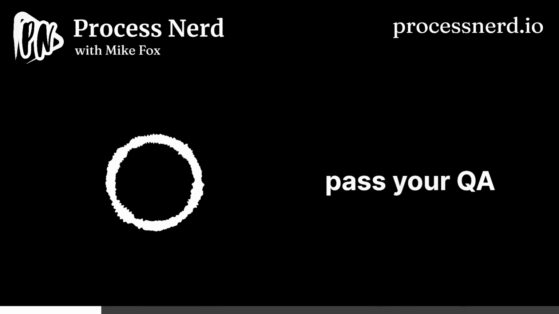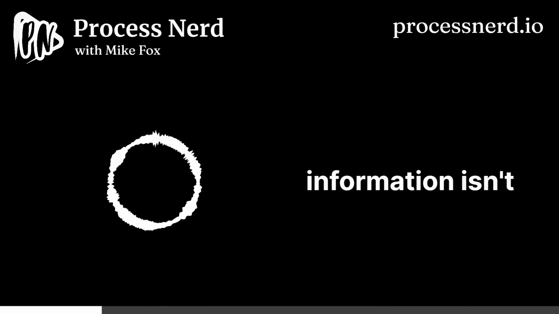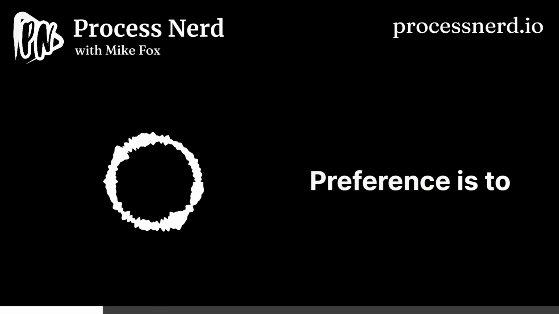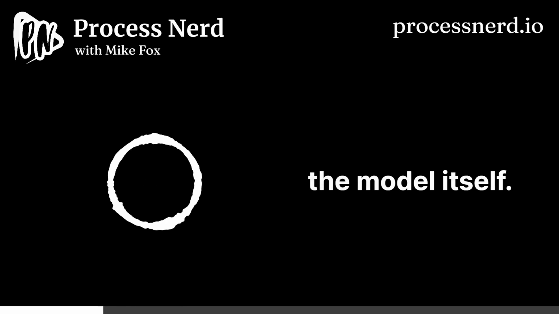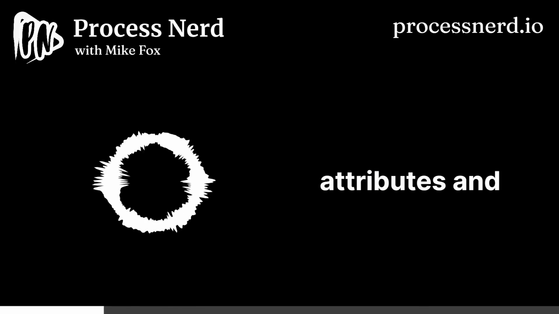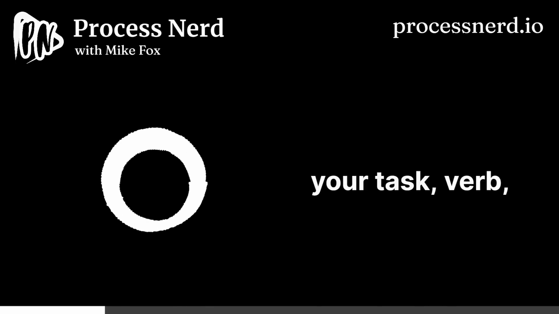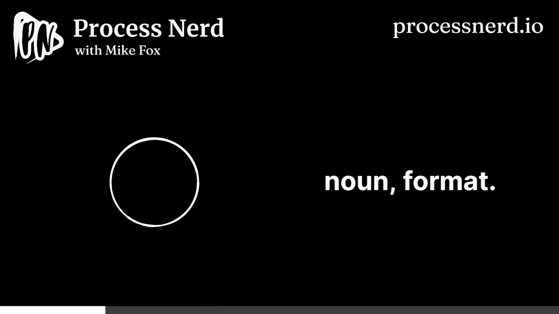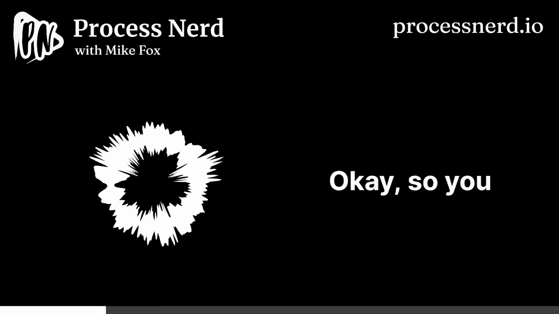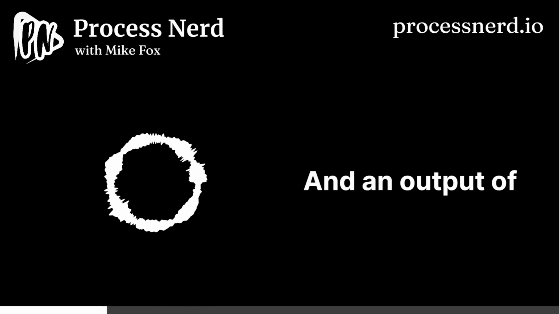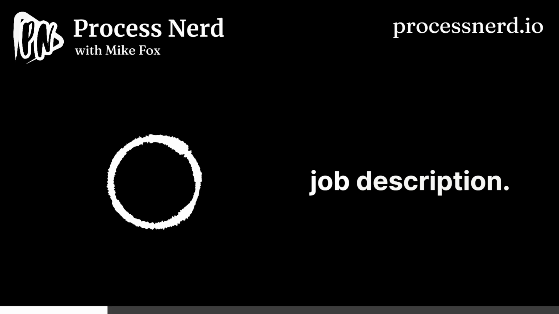It will help you pass your QA later on, and that information isn't lost if you keep it in other places that it's attached. Preference is to keep it within the model, but not on the model itself. So within attributes and things like that is definitely preferred. So you have your task, verb noun format. Okay? So you might say determine the role requirement, and an output of that might be a job description.